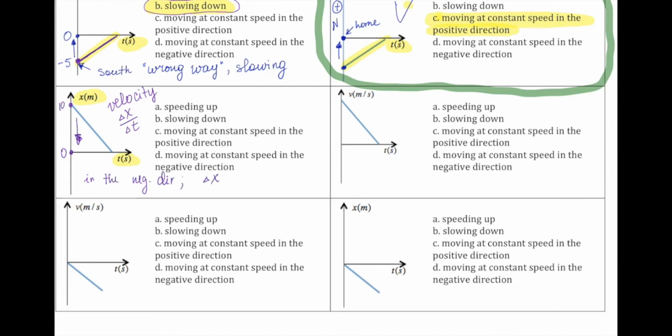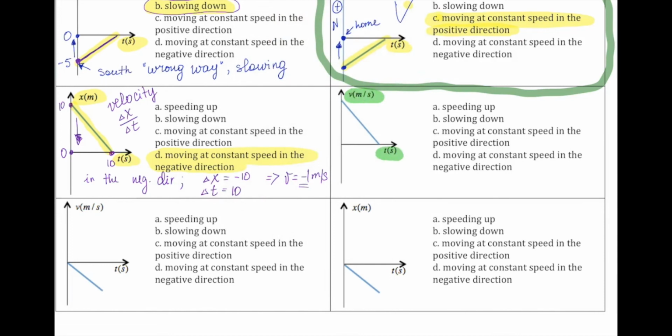Change in x is -10, and then my change in t, whatever that is, I'm going to say this is 10 seconds. So then my velocity is just -1 meters per second, meaning that I'm just going in the wrong direction. The minus in front of velocity means that we're going south. It's a consistent slope, so velocity is constant, and it's just in the negative direction. So we're moving at a constant speed in the negative direction. That's the answer.